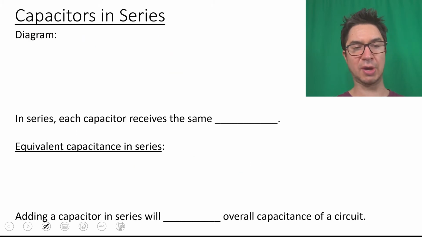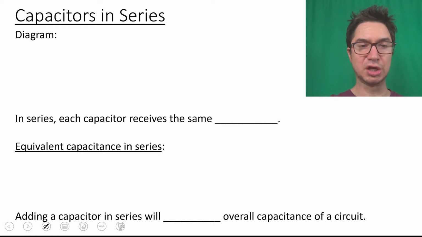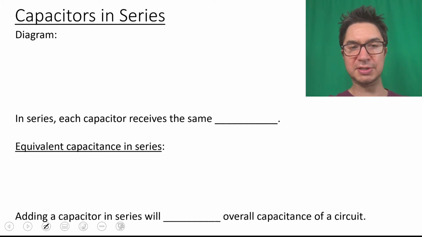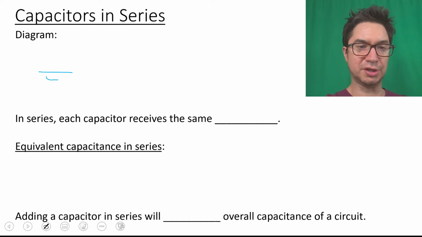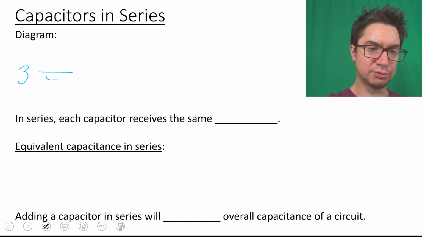Let's take a look now at capacitors in series. So our diagram will look a little bit different this time. So let's start with our EMF, our voltage source here. And then, oops, drew that backwards.